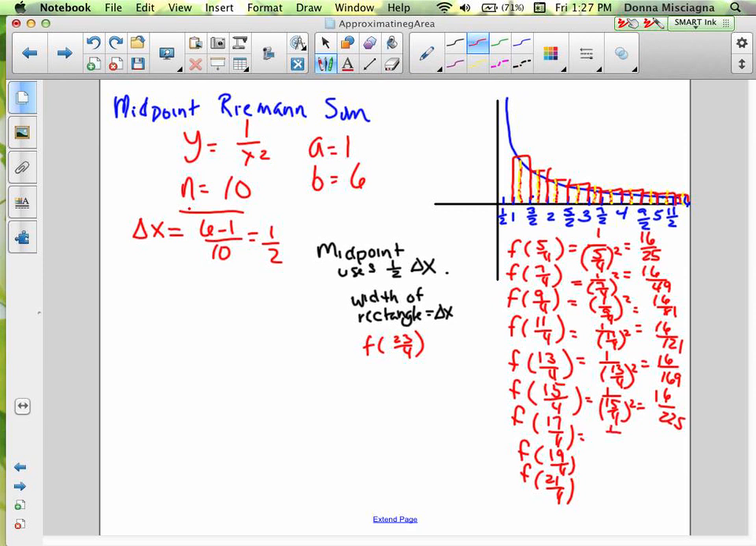1 over 17/4 squared is 16/289. This one is 1 over 19/4 squared. What is 19 squared? It's 300 and something, not 381. Well, let's find out. 361. I was close. You don't often need 19 squared. This one is 16/361.